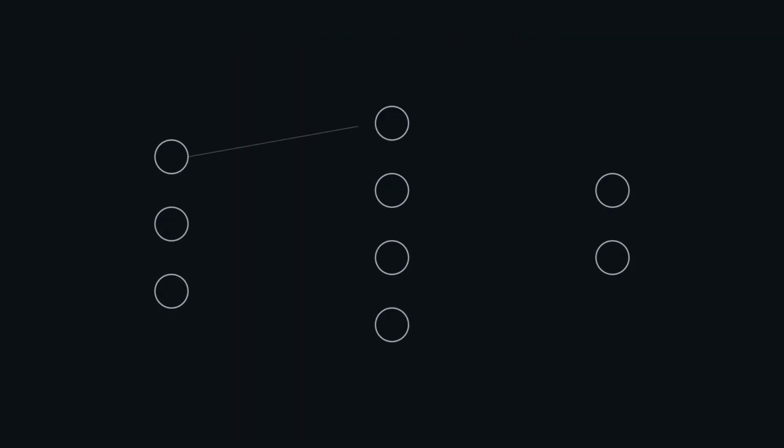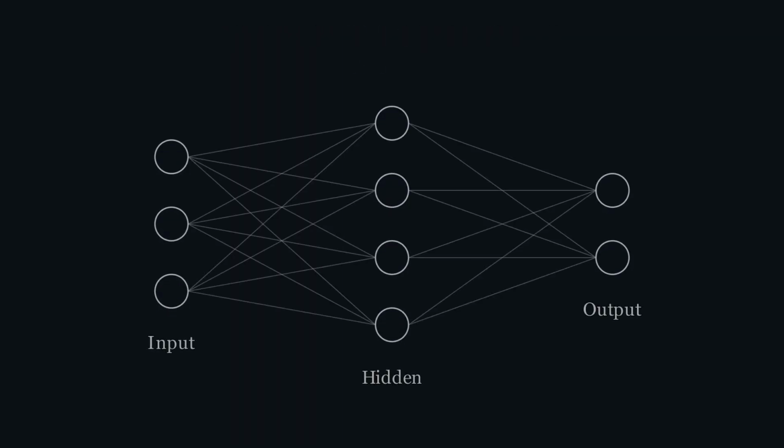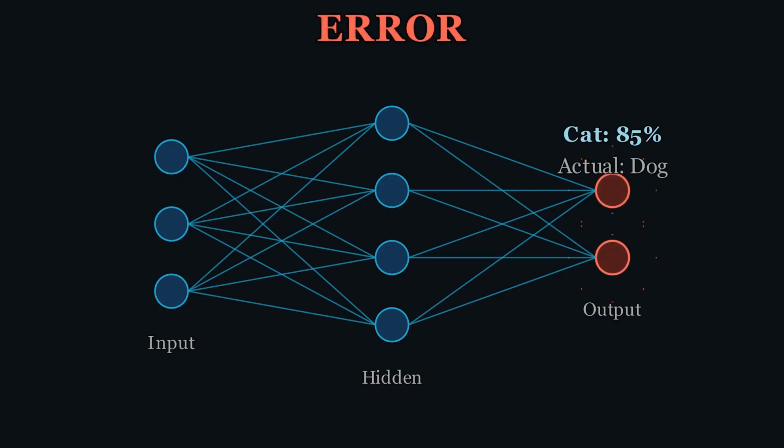When an AI makes a mistake, something remarkable happens. Watch. Data flows forward through the network, layer by layer, producing a prediction at the output. But this prediction is wrong. And now, an error signal races backward through billions of connections. Every single connection learns exactly how much it contributed to the failure.